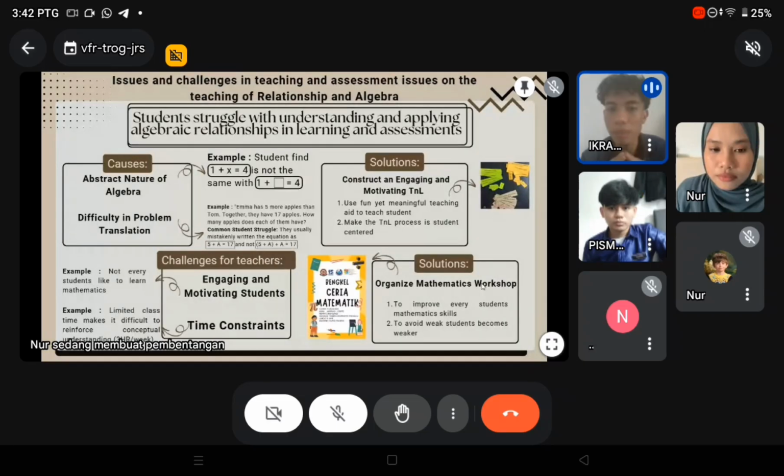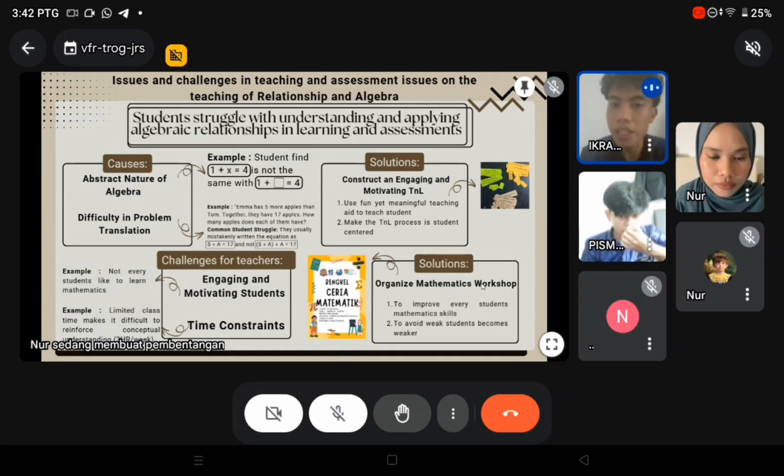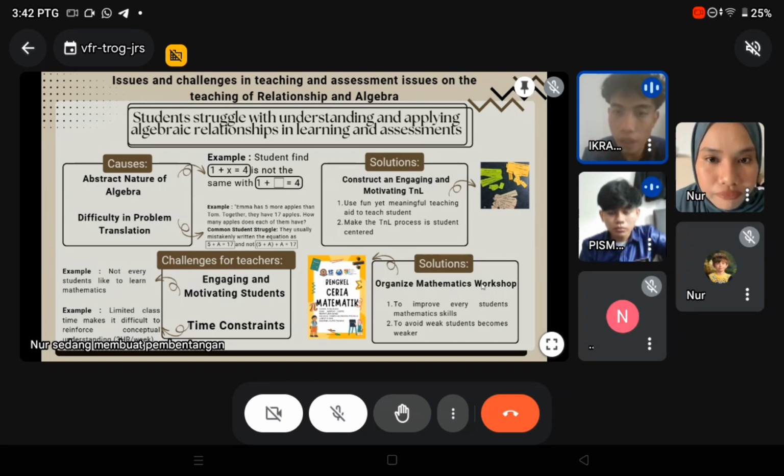Looking at the causes and challenges, we must, as teachers, introduce some innovation to make the solutions. So, what are the solutions? First solution, construct an engaging and motivating teaching and learning process. First, use fun yet meaningful teaching aids to teach students. Because when we use fun and meaningful teaching aids, we can make the PNL process more student-centered and meaningful teaching can be achieved. For example, in the photos we can see, I cannot zoom the picture, but that's an example of a teaching aid to teach algebra.